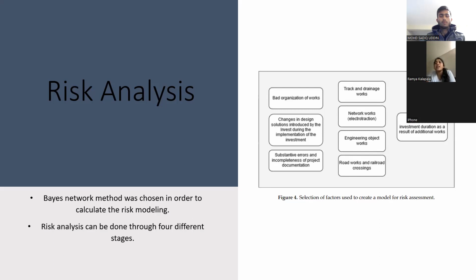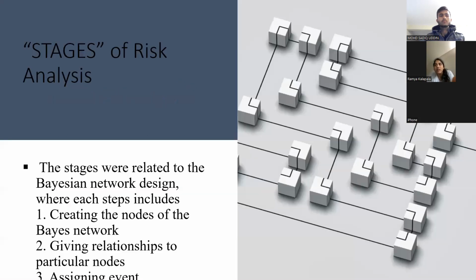And we have created this on the basis of the Netica software. It is a software corporation that has built the model for solving this kind of problem, to analyze the risks in the form of the Bayes network. And now we'll see the second slide, that is the 4 different stages of risk analysis.